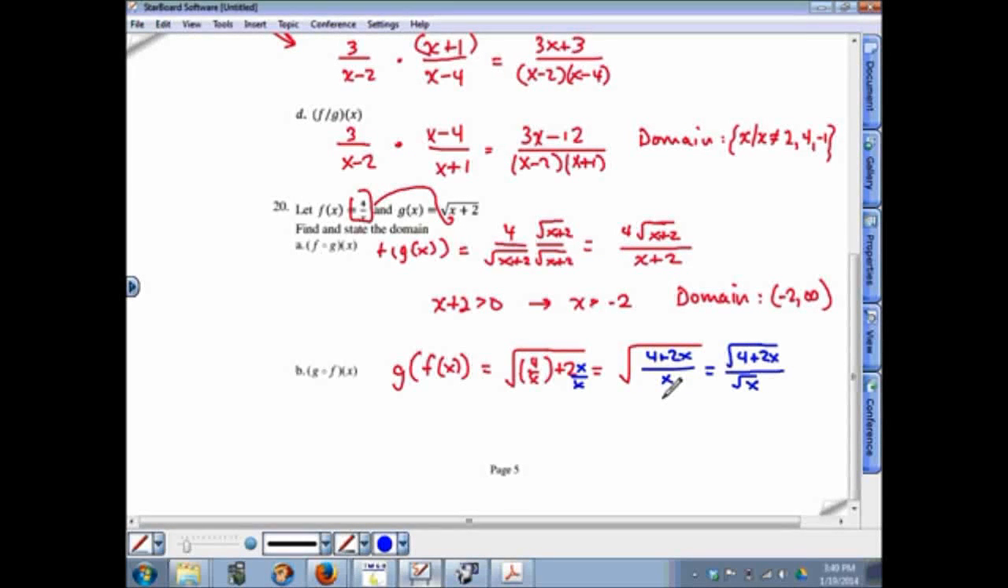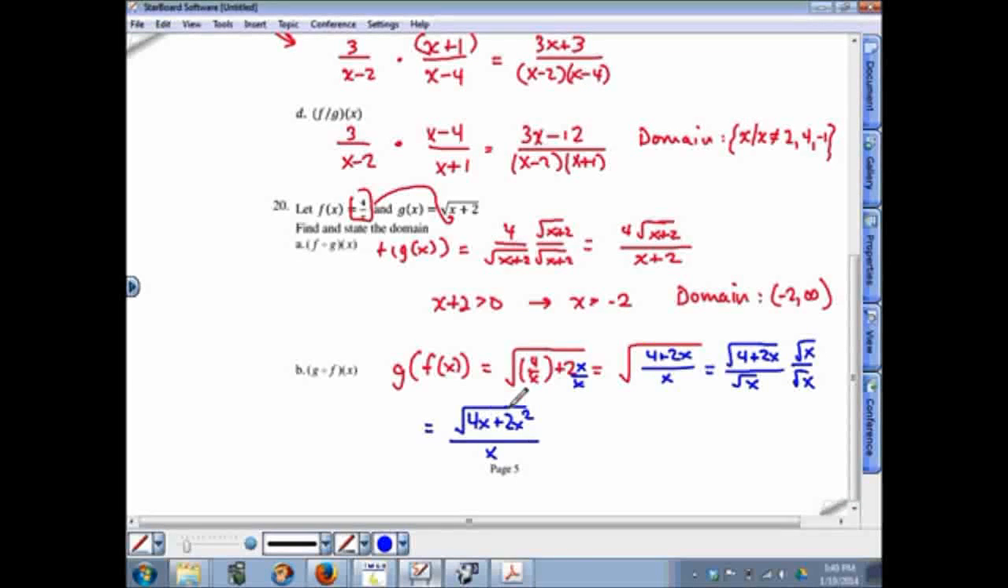We have the square root of 4 plus 2x over the square root of x, so we're going to need to multiply this by the square root of x over the square root of x. So what we're going to have there is the square root of 4x plus 2x squared all over x.